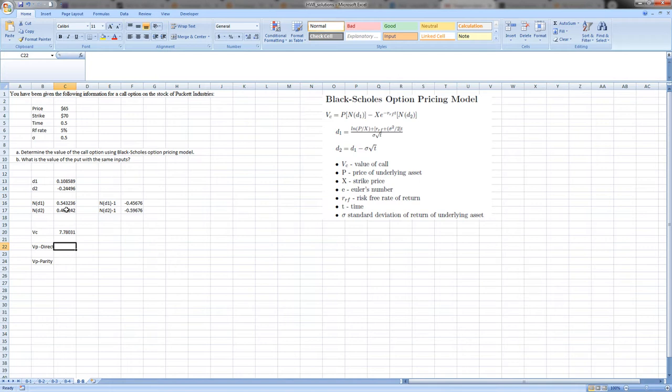We can do the direct method to solve for the value of the put, which is equal to the price times N of d1 minus 1, subtract the strike times the exponent of the negative risk-free times time, times N of d2 minus 1. So this put should sell for $11.52.